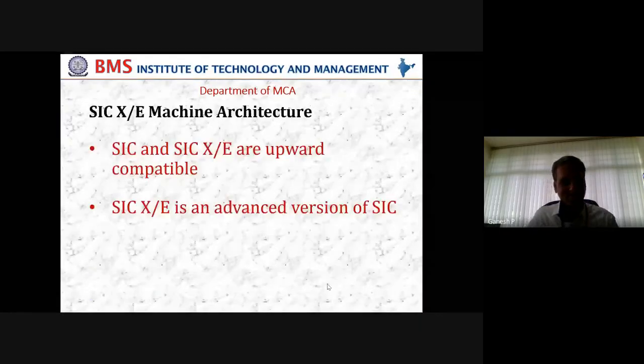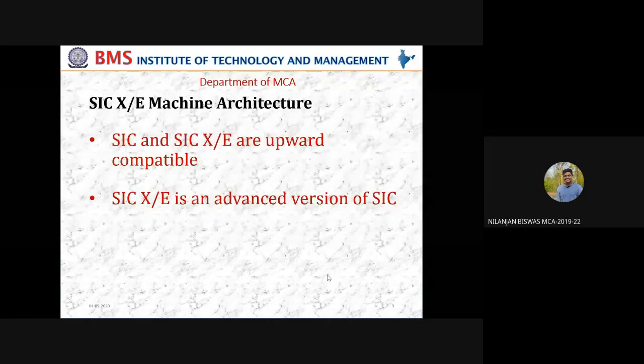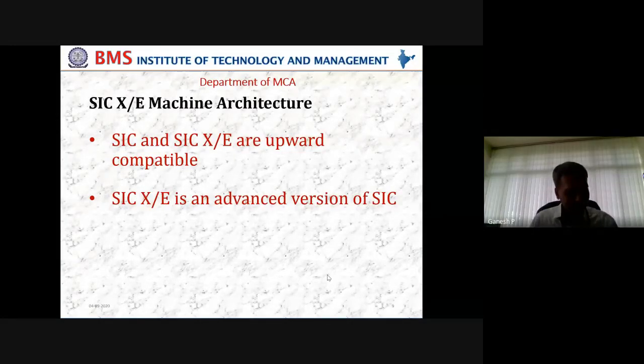So since we have discussed SIC in full now, we will be going to the next level, the SIC XE architecture. So hope my screen is visible now. Yes, sir. So we have seen SIC now, and we know there are 2 architectures in the SIC family: SIC, the simple version, and SIC XE, which stands for extended equipment or extra equipment. So SIC and SIC XE are upward compatible.